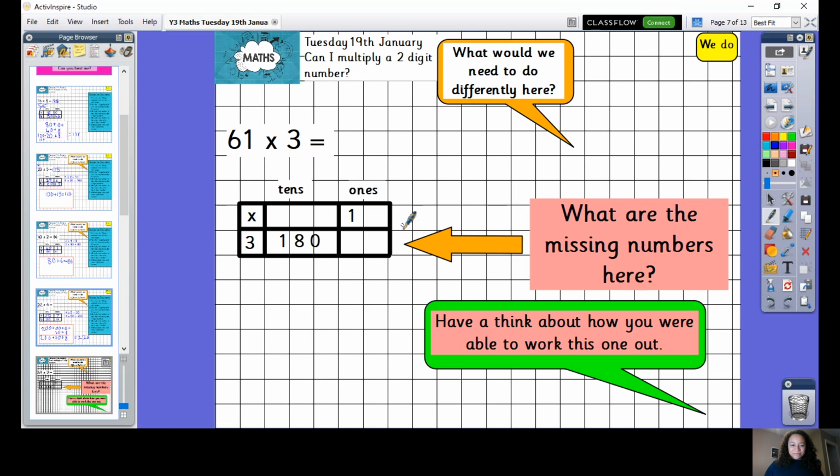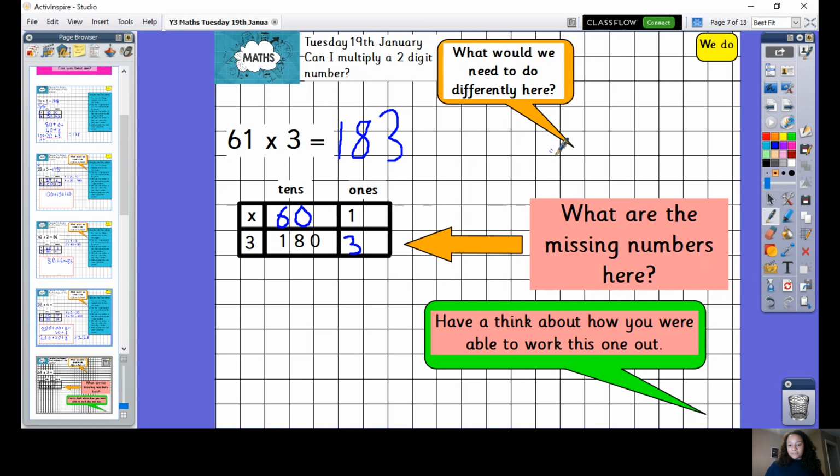Okay, how did you get on? So did you spot that the 10s were missing and that it wouldn't be just 1 10, it would be 6 10s, which would be a 60 in this box? And then when we were looking at this part, did you spot that 1 times 3 would just give you 3? Lovely. And then if you were to add that together, you could probably do that one mentally, I suspect. Your answer would be 183.